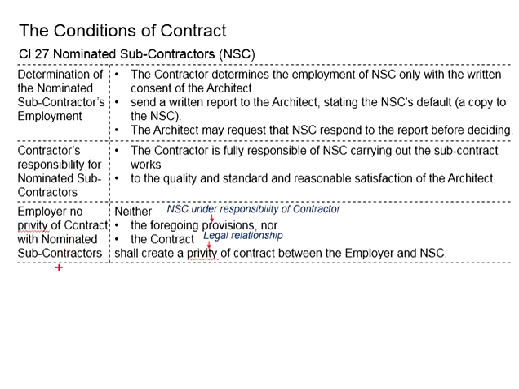Next is about the employer having no privity of contract with the nominated subcontractor. That means the employer has no legal relationship with the nominated subcontractor. We have been mentioning this quite a number of times.